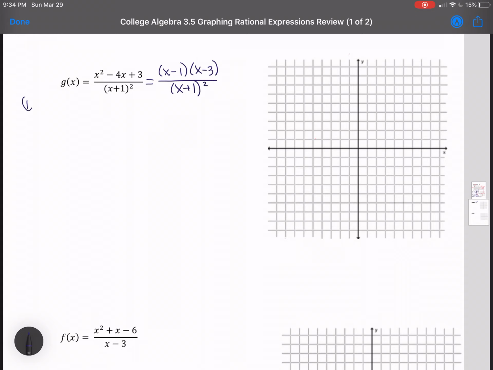Our first step, remember, is our symmetry. And here, notice we have an even and an odd exponent. So right off the bat, we know there is no symmetry.